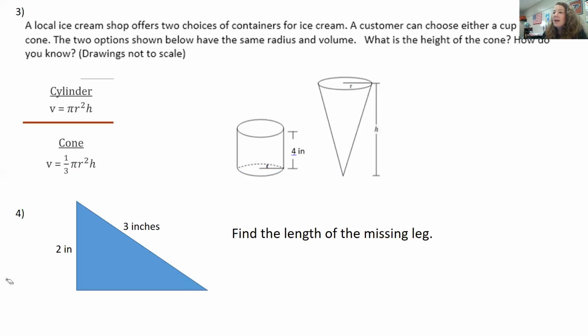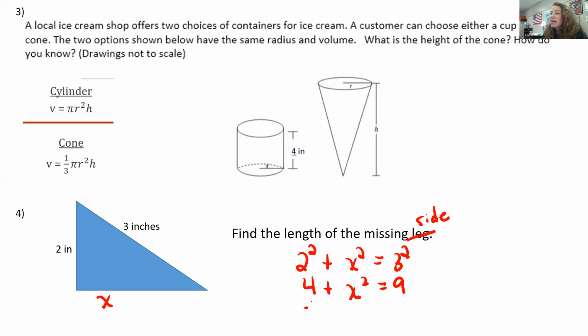All right, number 4, find the length of the missing leg. That should not say leg, that should say side, because this is a leg, right? So we have two legs and we have the hypotenuse. So we're gonna say 2 squared plus x squared is equal to 3 squared. Well, 2 squared is 4. And 3 squared is 9. So then we're going to subtract 4 from both sides to get x by itself. So we would have x squared is equal to 5.